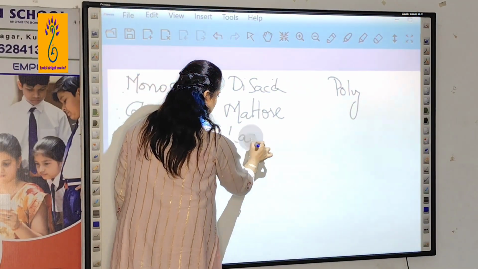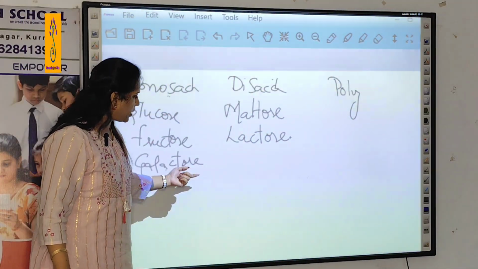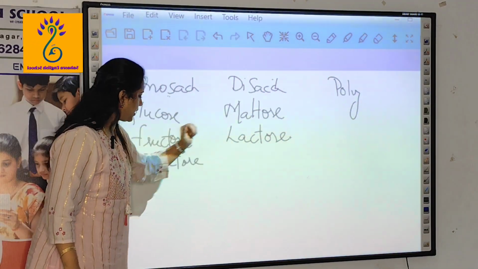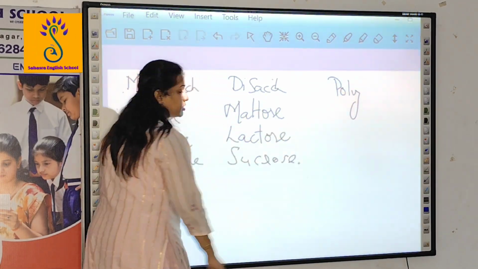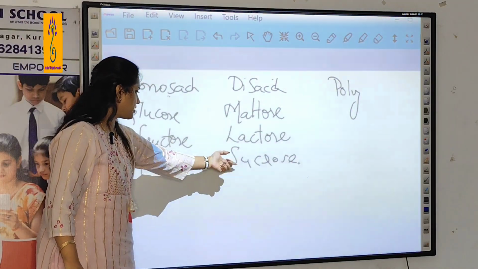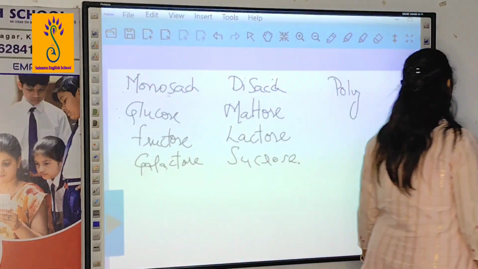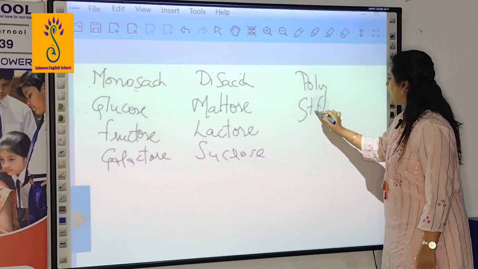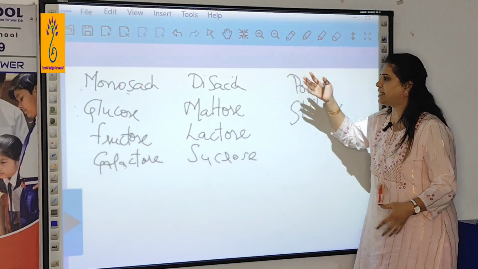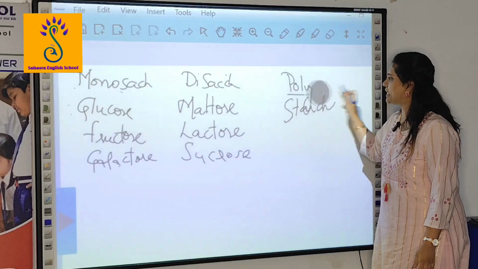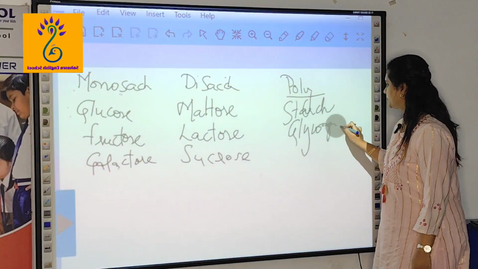Lactose, you have this in milk, isn't it? It has one glucose and one galactose molecule. Then sucrose, the common table sugar we eat, isn't it? Sucrose has one glucose and one fructose molecule. Coming to polysaccharides, starch has many glucose molecules, n number of them, poly means many. Then glycogen, cellulose.